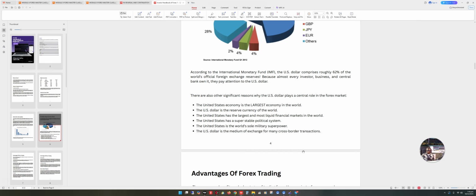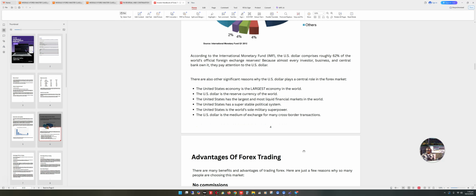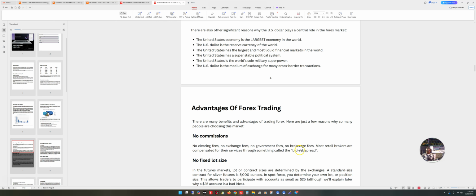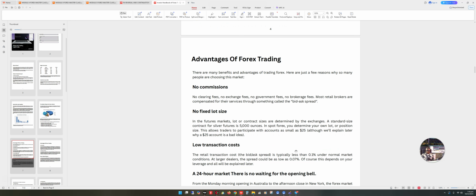Moreover, the dollar is also the largest economy in the world. They also have the New York session, and the US stock markets have the largest volume traded in the market. Now, the forex market is very sweet and it has a lot of advantages. First of all, there are no fees for you to buy or sell. No clearing fee, no exchange fee, no government fee, no broker fee. You can just buy and sell at any point in time.